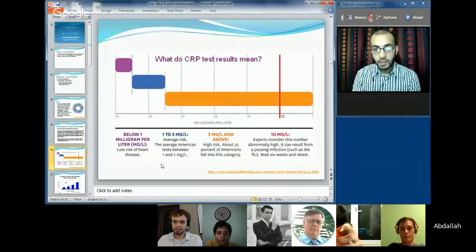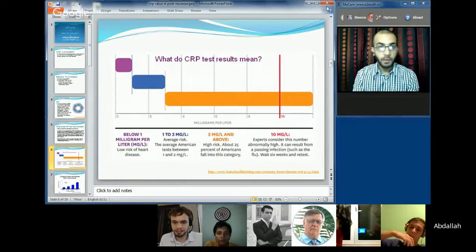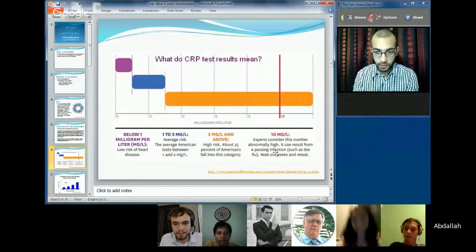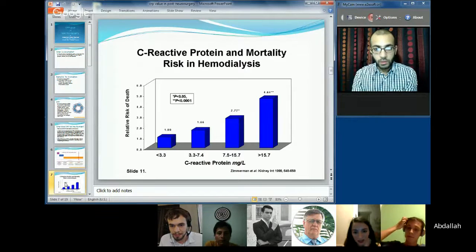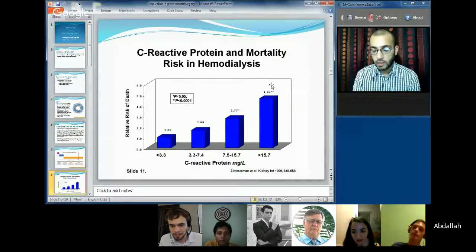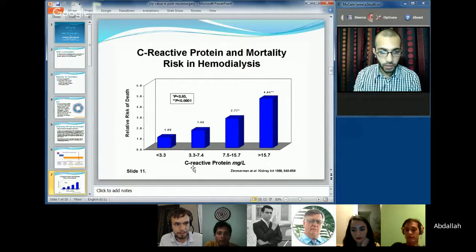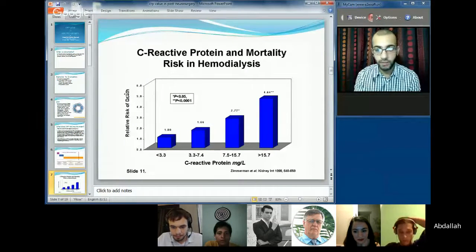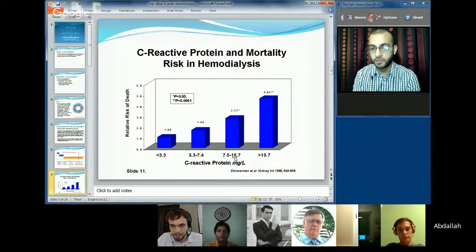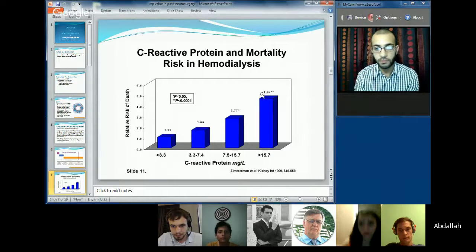So this is for CRP levels in heart disease. If you look here, we can see that it's also used in kidney disease. So here we have CRP levels, milligrams per liter again, and relative risk of death because of this kidney disease. We have less than 3.3. The risk is 1. 3.3 to 7.4 is 1.6. 7.5 to 15.7 is around 3, and more than 15.7 milligrams per liter, we have a risk of 4.6.